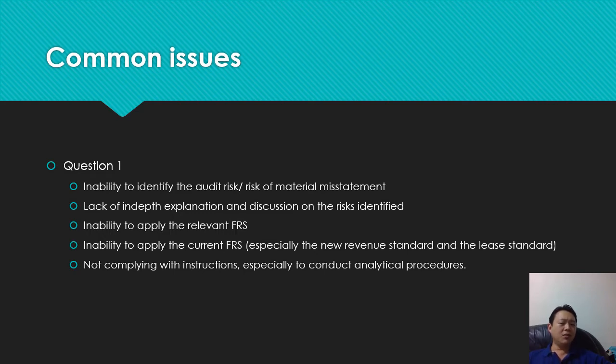Now, how would you know if something is an audit risk or risk of material misstatement? It's quite simple. Are you able to identify if it has an impact on expense or revenue in the statement of profit or loss? Are you able to identify if there is any impact on assets and liabilities or equity in the statement of financial position? Are you able to identify if there is an impact on disclosure? If you can, it probably means that that item is a potential audit risk because of the potential impact.